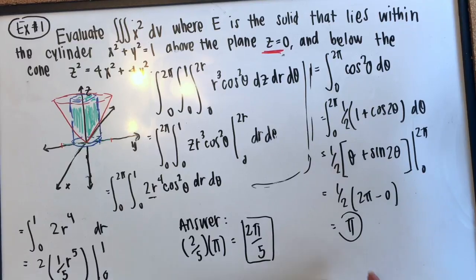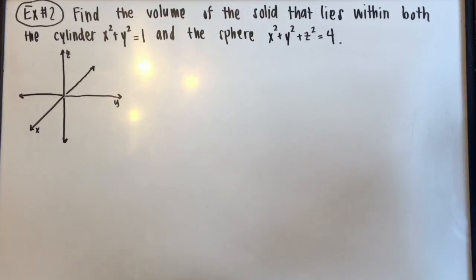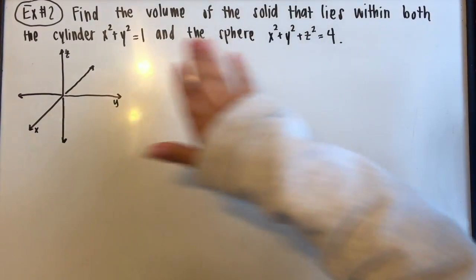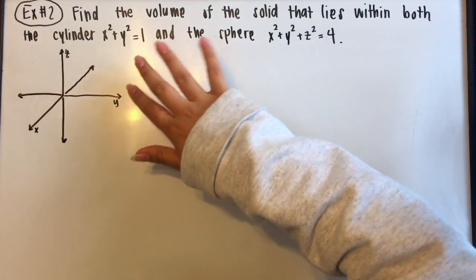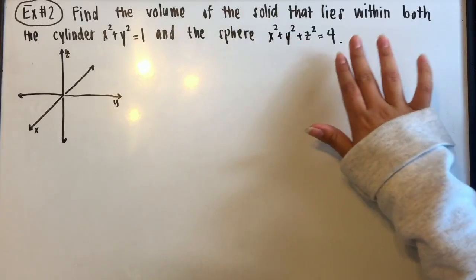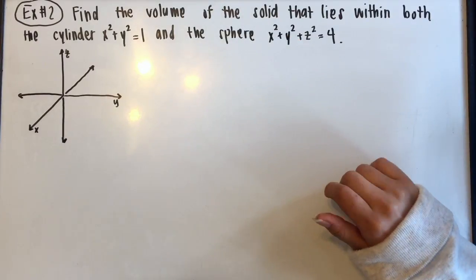All right. Let's go over to our second example. Our second example is: find the volume of the solid that lies within both the cylinder x squared plus y squared equals 1, and the sphere x squared plus y squared plus z squared equals 4.